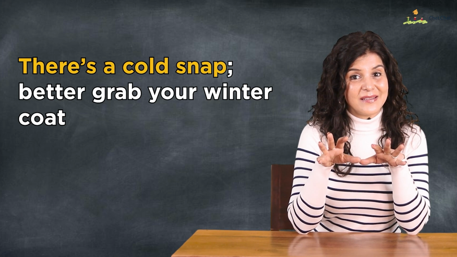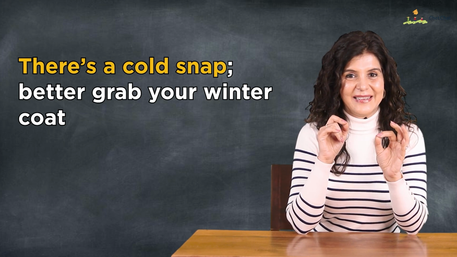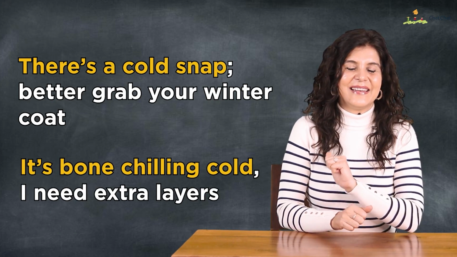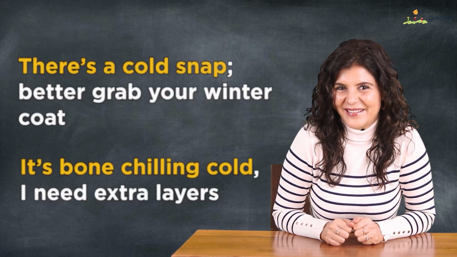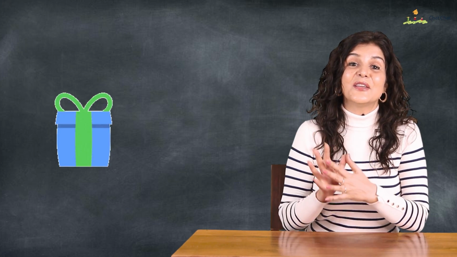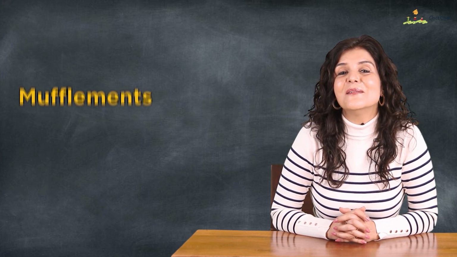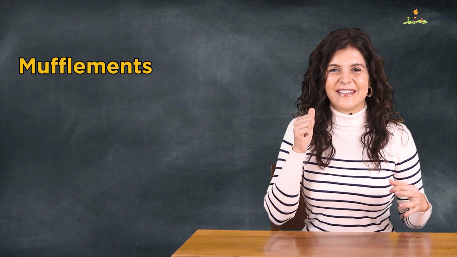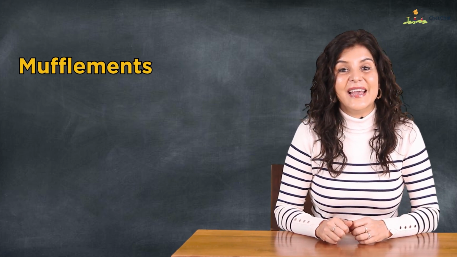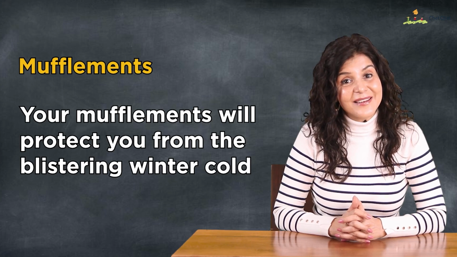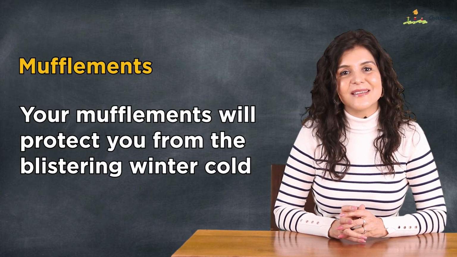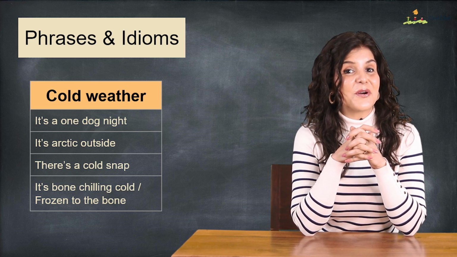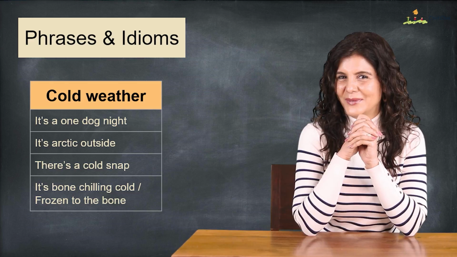And this past winter, when it was very cold in Delhi, I heard my mom saying, it's bone-chilling cold. I need a lot of extra layers. And here's a very cute bonus word for you, mufflements. It means your warm clothes, like all your mufflers and jackets and all of the hats and everything. Your mufflements will protect you from the blistering winter cold. 4 beautiful phrases and expressions that you can talk about the cold weather, and a bonus word.